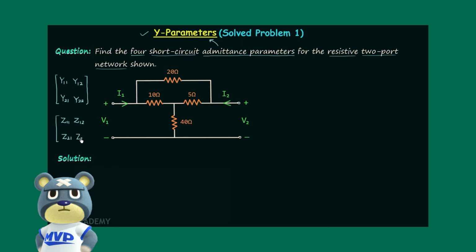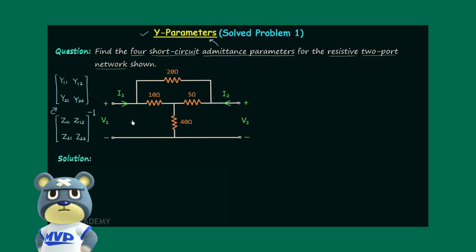And in order to find these four parameters, we will first find the four impedance parameters Z11, Z12, Z21 and Z22, because we know that the inverse of the impedance matrix will be equal to the admittance matrix, and I have already explained how we can calculate Z11, Z12, Z21 and Z22. So pause the video and try to solve the question on your own. I hope you tried solving the question, and now I will provide you the solution.